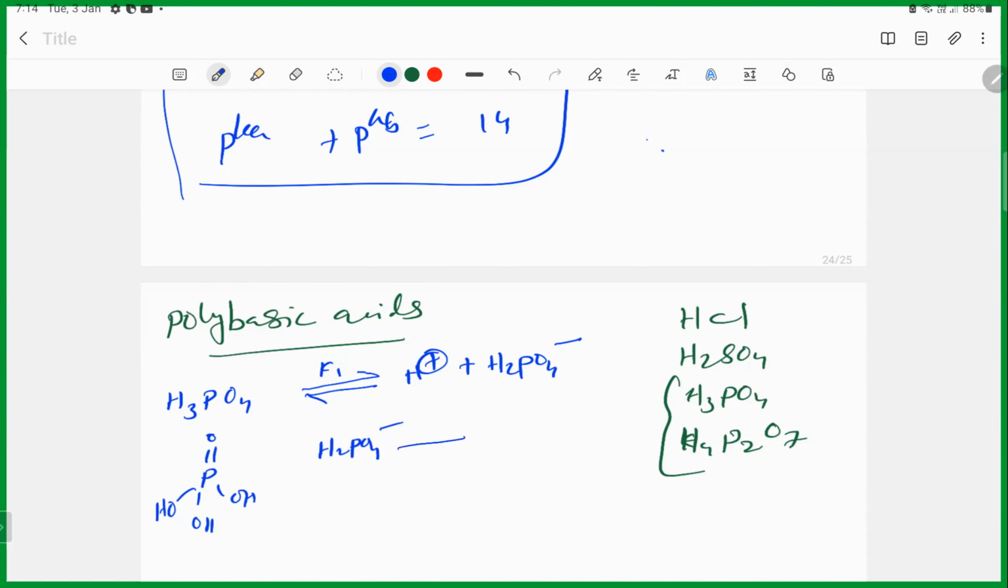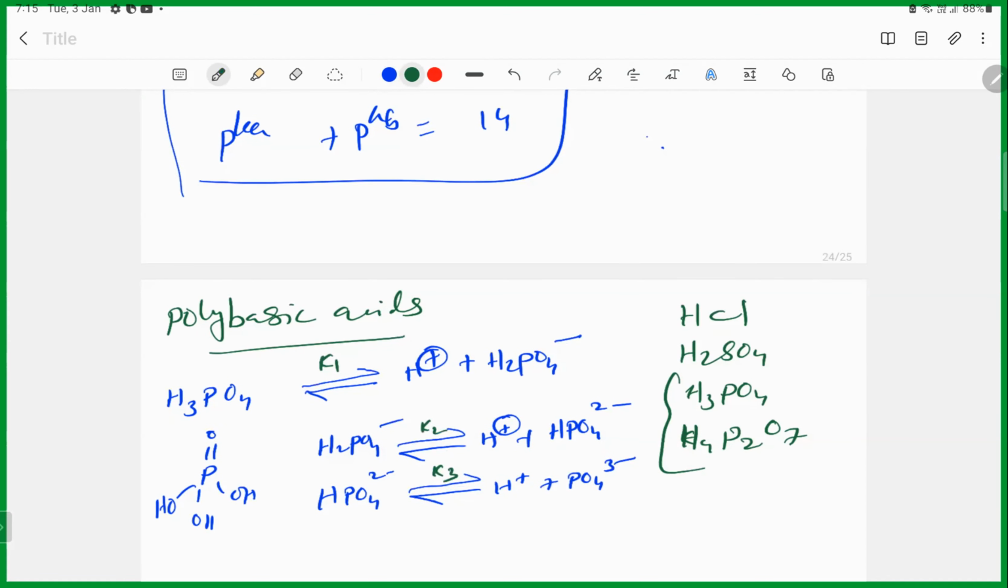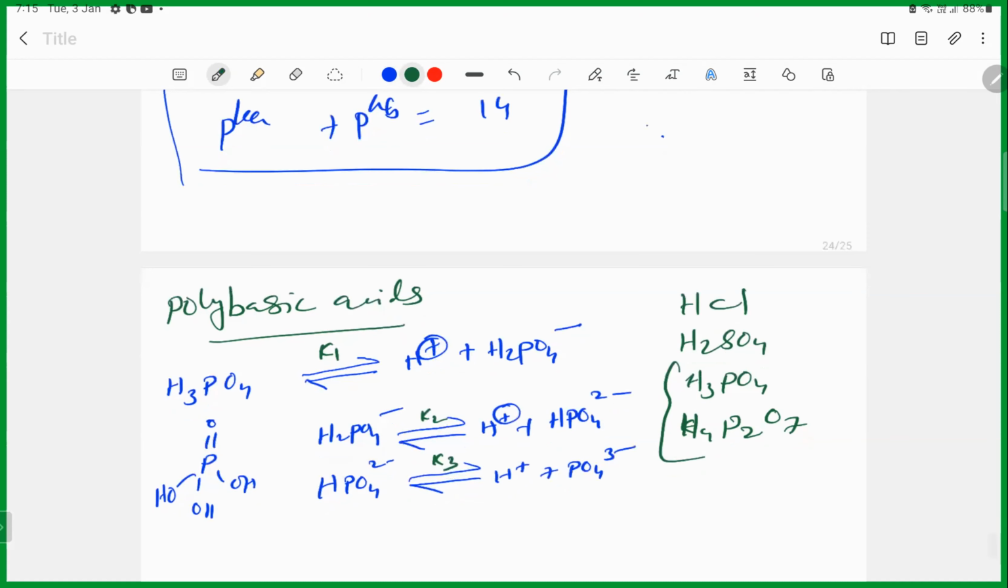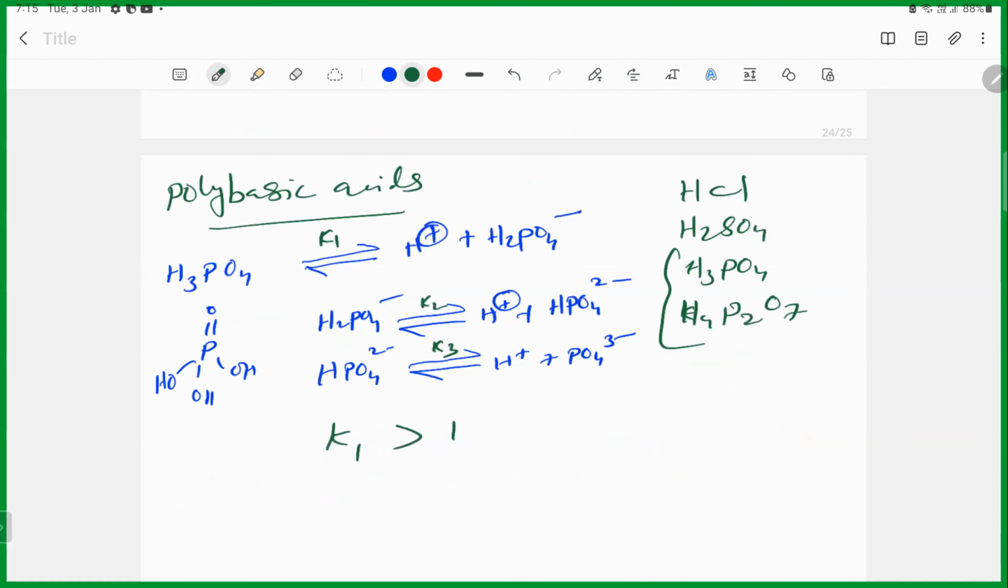further ionization, that will be K2. It gives H+ plus HPO4 2-. This HPO4 2- undergoes ionization, it gives H+ and PO4 3-. Now you have K1, you have K2, and you have K3. So which will have the higher value? K1 has more value than K2, which in turn is more than K3.